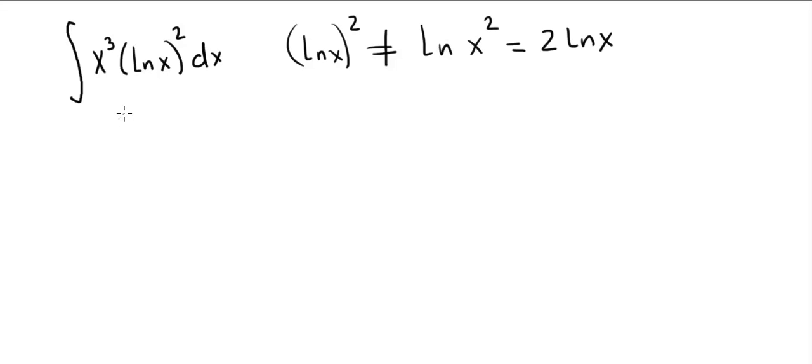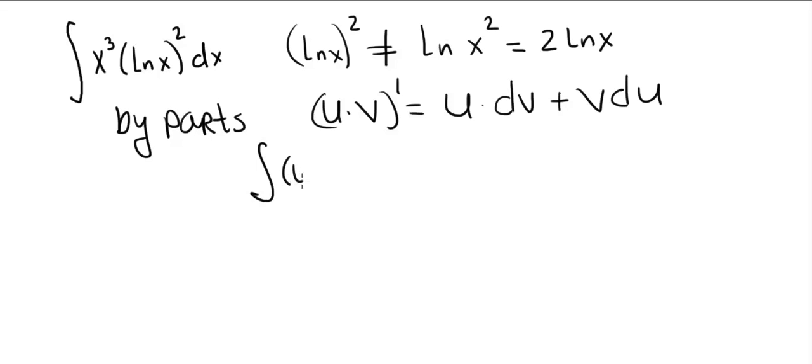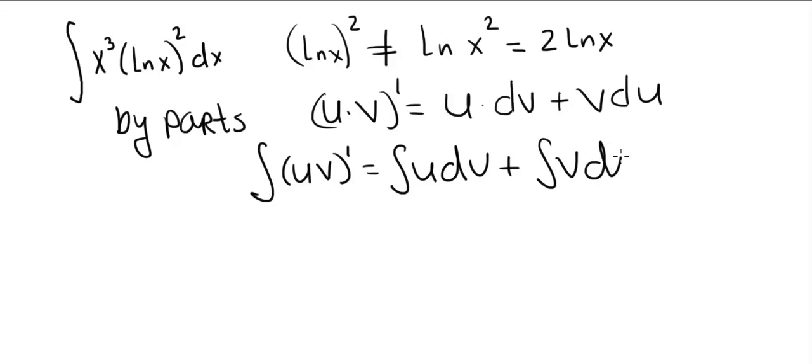We're going to use integration by parts. And let's recall where that comes from. In Calculus 1, you learned that the derivative of a product of two functions is first times the derivative of the second, I'm calling the derivative of the second dv, plus the second v times the derivative of the first, which is du. If I integrate both sides, the integral of the derivative of the product is equal to the integral of u dv plus the integral of v du.